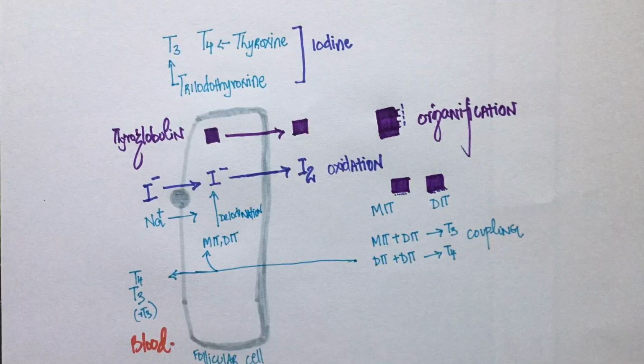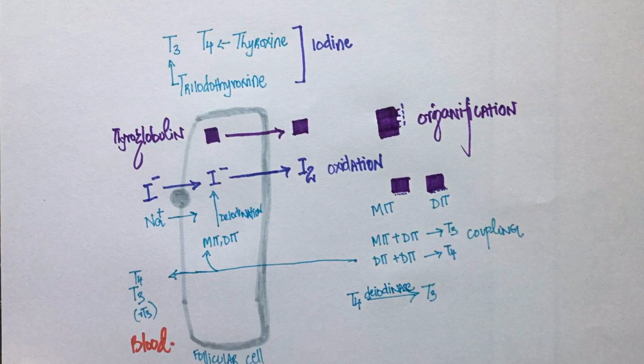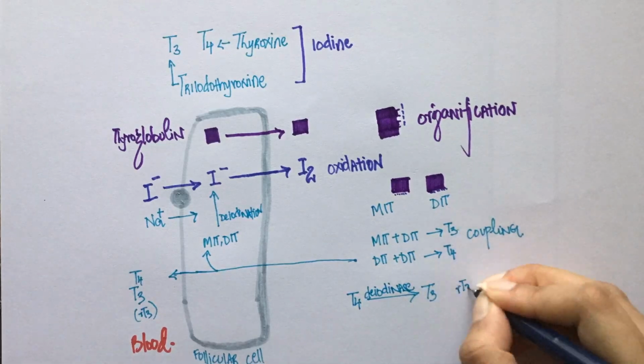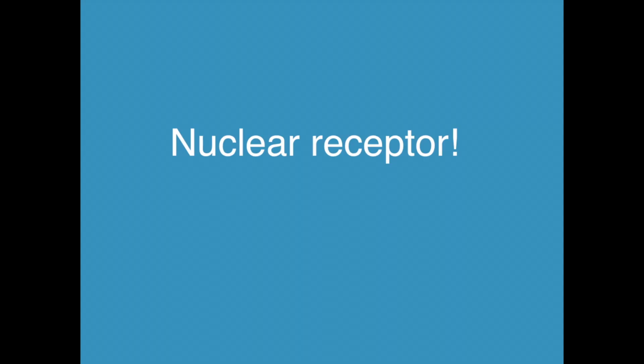T4 is converted to T3 in the peripheral tissues. The enzyme 5-deiodinase plays a role in this conversion. Since T4 is made of two DITs, it has an extra iodide in it. So deiodinase removes that iodide and converts it into T3 in the peripheral tissues. Thyroid hormones bind to receptors that are present in the nuclei of target cells.